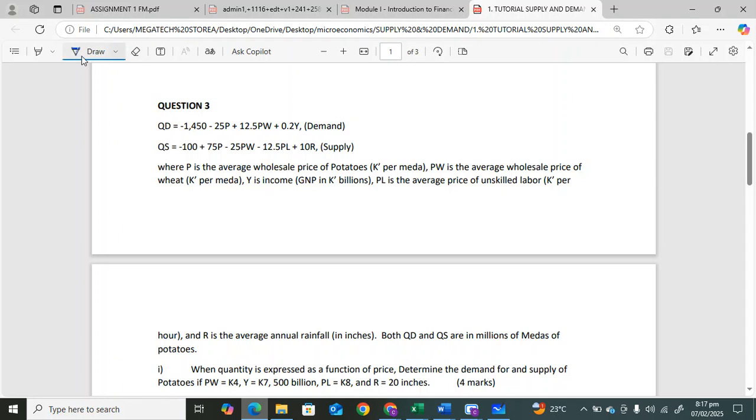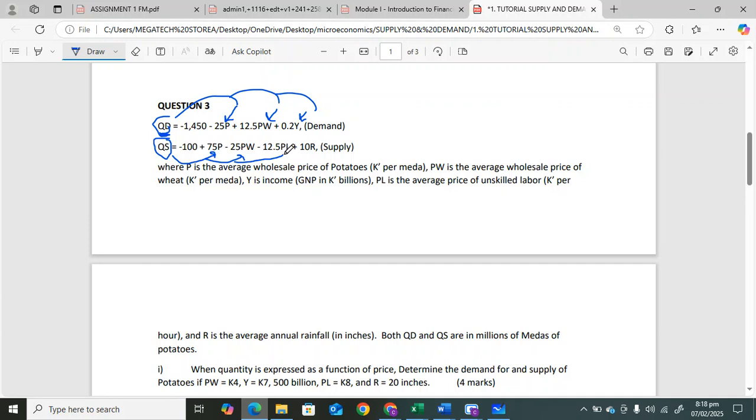All right, so we have this demand function, QD. Now here, this demand function is showing the relationship between quantity demanded, the price of the good, in this case potatoes, the price of the substitute product, which is wheat, and the income. Quantity demanded is dependent on these three variables: the price of potatoes, the price of wheat, and the general income of the nation. We also have our supply function here, which is also affected by the price of the good, potatoes, and the price of wheat.